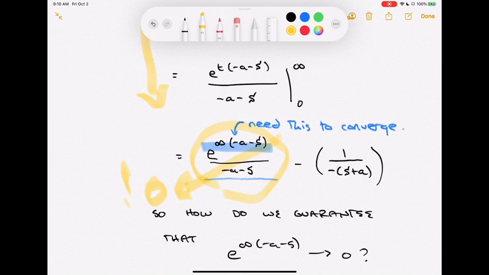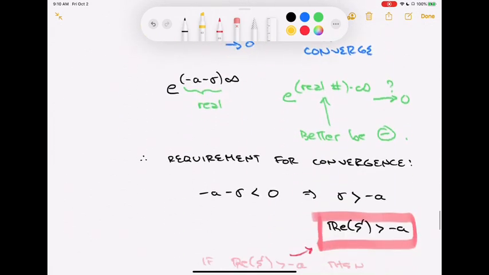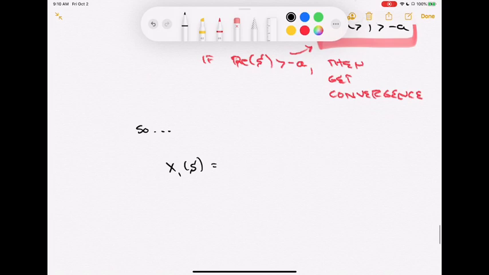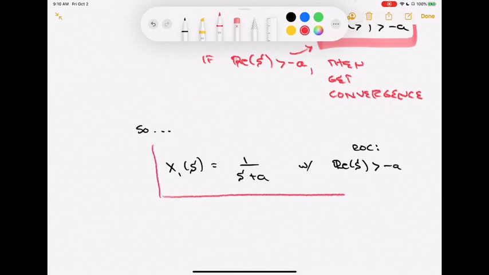We need the real part of s to be greater than minus a. So I'm going to get the final bit here. It's just taken a little while. So we see that X1 of s will equal a converged value, 1 over s plus a, with this idea of the real part of s being greater than minus a. That is my region of convergence, something along those lines. So I'm going to go ahead and box this whole thing. That is my answer in this case.